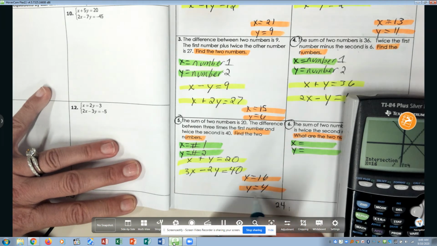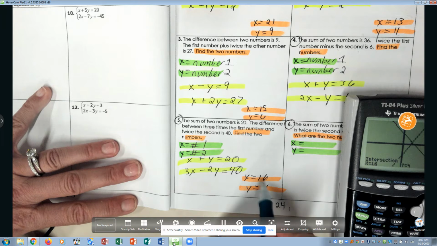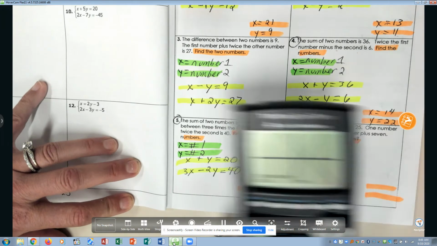So hopefully you did well there. If you made a mistake, please go back and fix it. You want to have these in your notes. All right, number 6, please try.